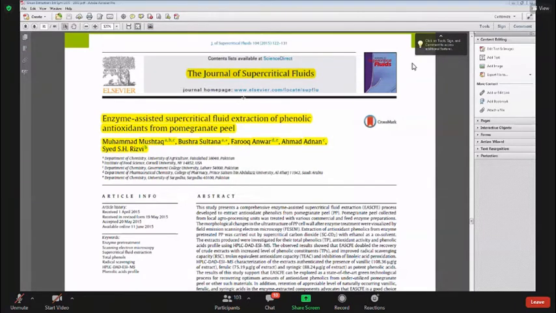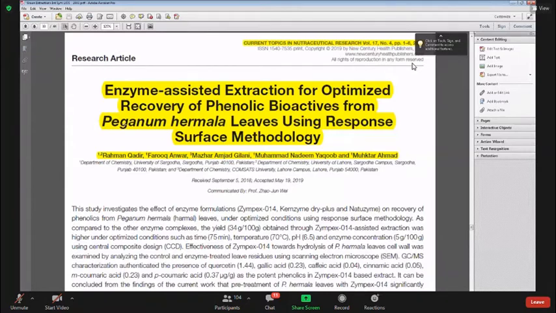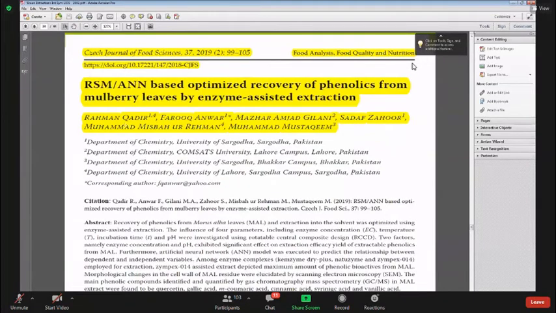Here we optimized the process variables using response surface methodology, which is an important software to optimize the process variables. In another article, we used RSM and ANN to optimize the extraction variables in enzyme-assisted extraction.